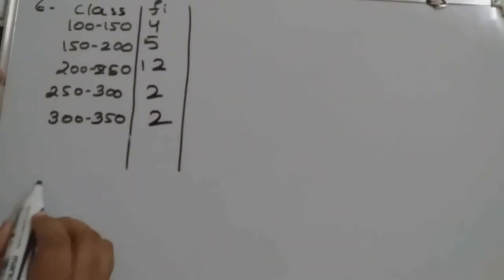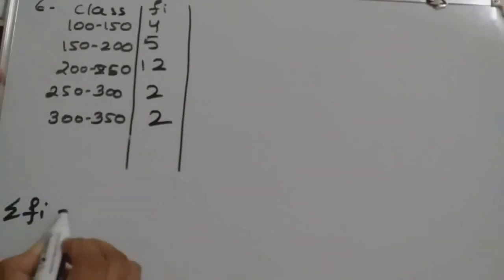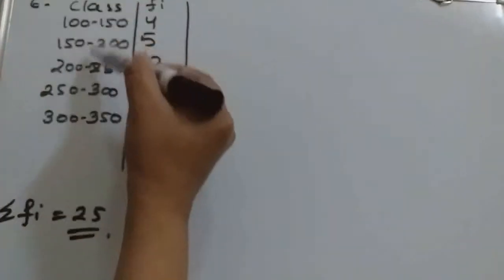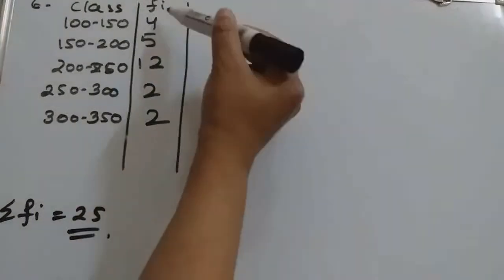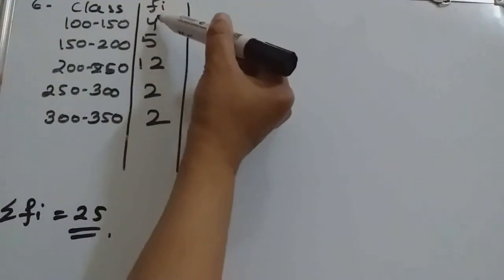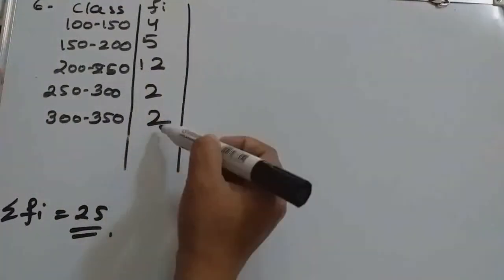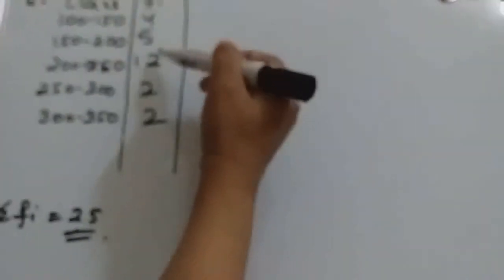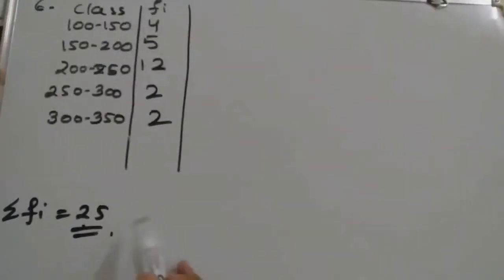In question number 16, it is given that this table gives the daily expenses on food of 25 households in a locality. So 25 will be sigma fi, isn't it? Because it is given in the question. Now classes represent daily expenses and fi means number of households. This is 25. You can calculate also. You can add to get 25.